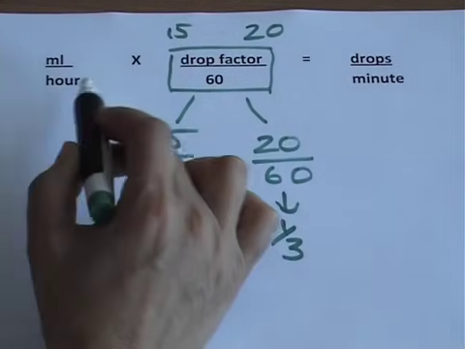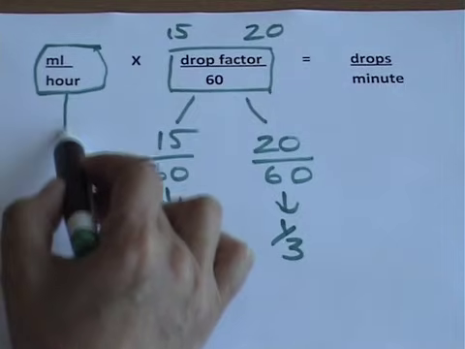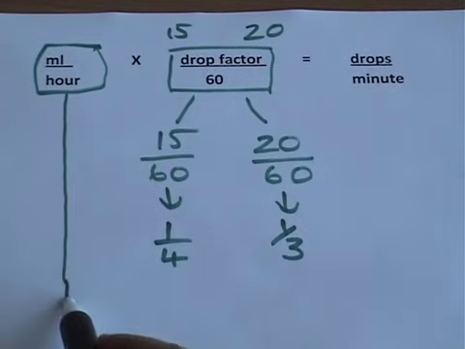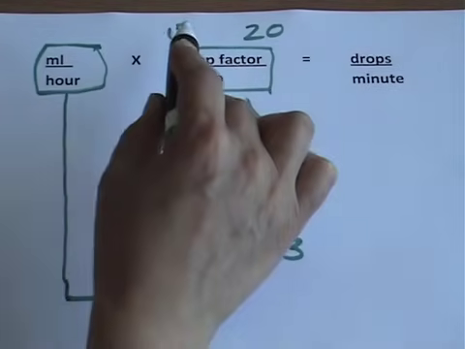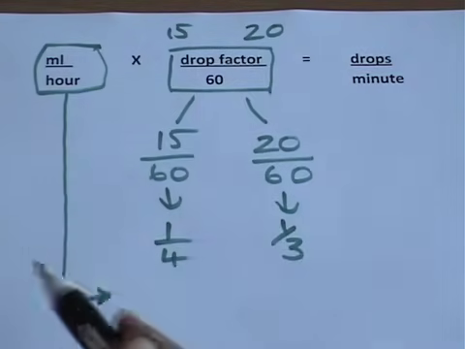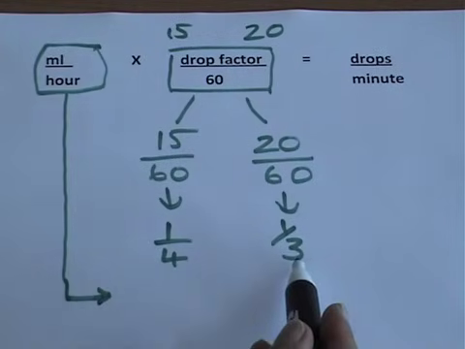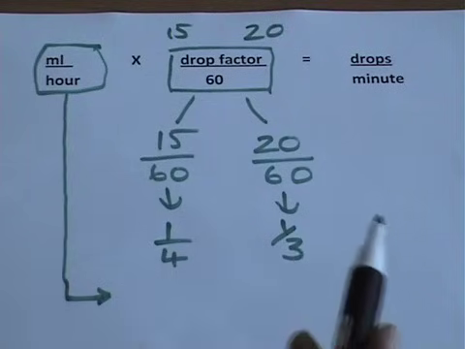and this will cancel down to 1/3. So in fact, what you can do is work out the mils per hour separately, and then if you have a drop factor of 15, you just need to divide your answer here by 4, and if you've had a drop factor of 20, you can just divide your answer here by 3. Let's have a look at an example of this.